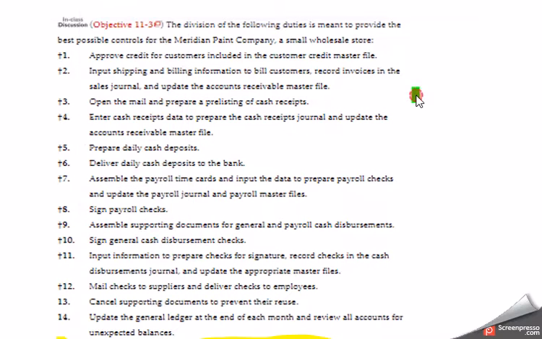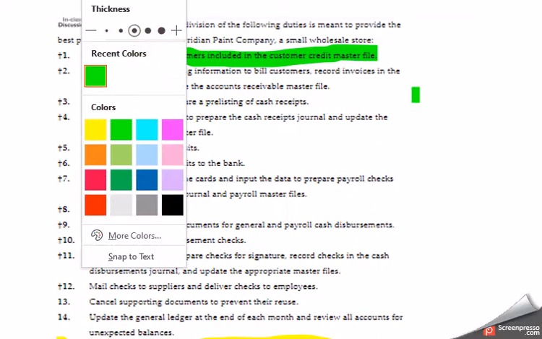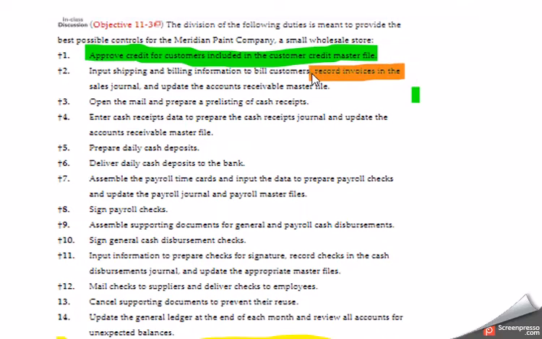So let's make one of them green. The person who approves the credit for the customer and creates that customer in the master file shouldn't then be inputting the billing, creating the invoices and updating that master file. So that should be the other person, and we'll make that other person an orange color. Okay, so those 2 things should be separated to be different people.